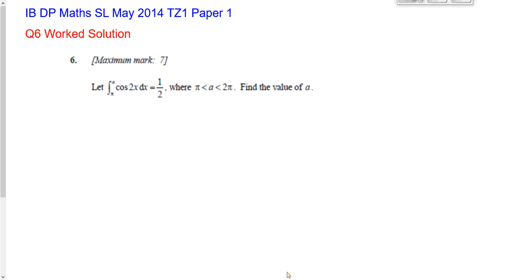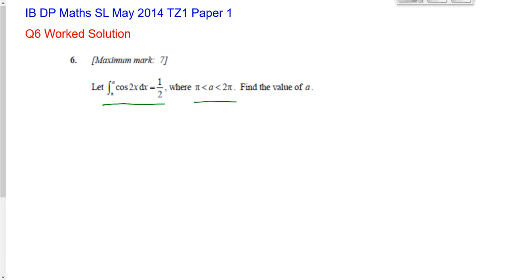Today we're going to be looking at question 6 from the Maths SL 2014 Time Zone 1 Paper 1. Now this particular question requires us to have a knowledge of definite integration and also radians and the unit circle. If you're looking to brush up on those, they're the areas that you want to look up in your textbook: definite integration, specifically of trigonometric functions, and radians and the unit circle.